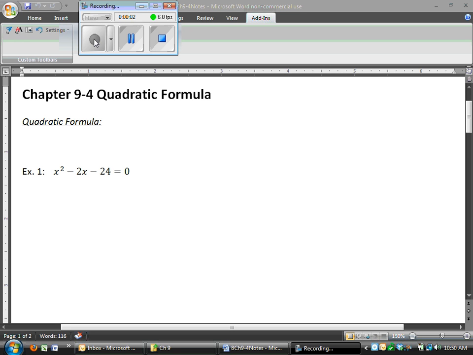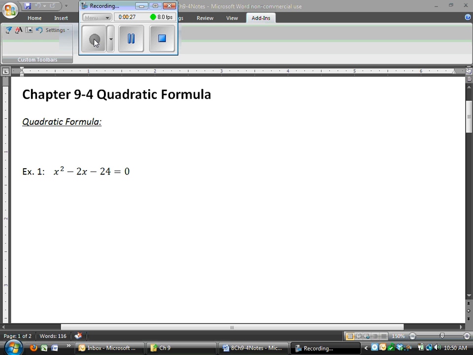Hello, hello, and welcome here to section 4 of chapter 9. We're now talking about the quadratic formula, and this is the last and final way that we have to solve a quadratic trinomial. Okay, in chapter 8 we solved it by factoring, and so far in chapter 9 we've solved it by graphing, by completing the square, and now the last way is the quadratic formula. All right, so let's take a look here.